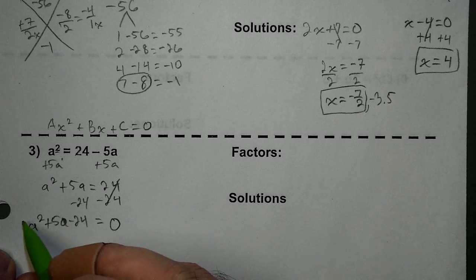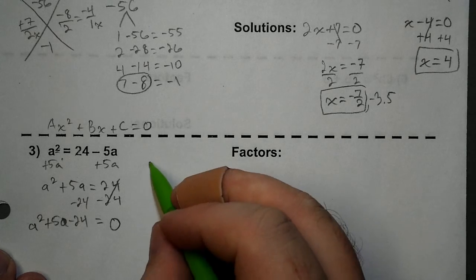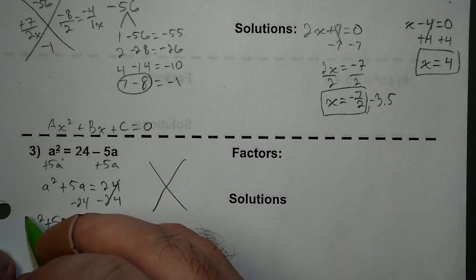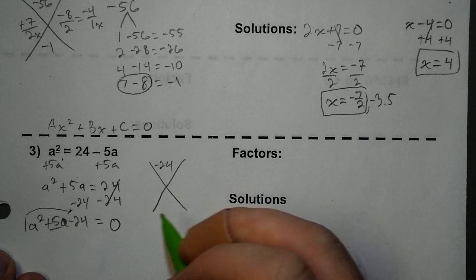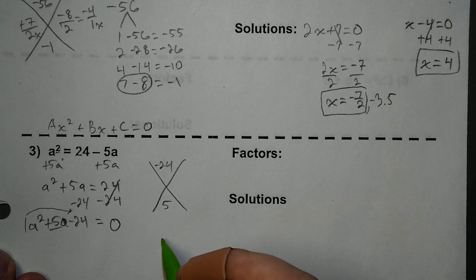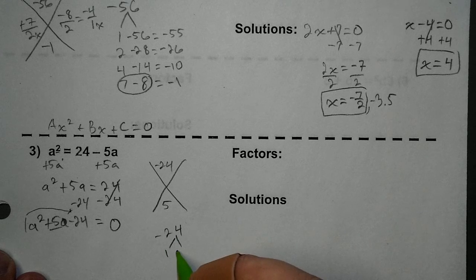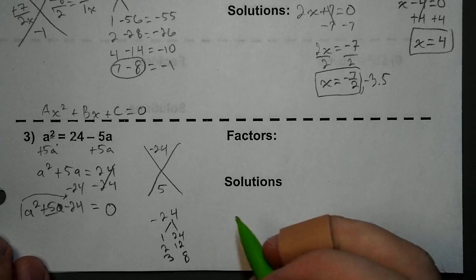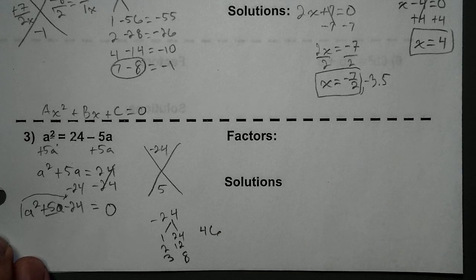So this has a 1. There's no GCF. I'm going to go ahead and use my X method. So 1 times negative 24 is negative 24. Our bottom value is b, which is 5. So let's factor out negative 24, see which one comes out to 5. 1 times 24, 2 times 12, 3 times 8. I'm running out of room, so I'm just going to write it right here, and 4 times 6. Those are the only factors.